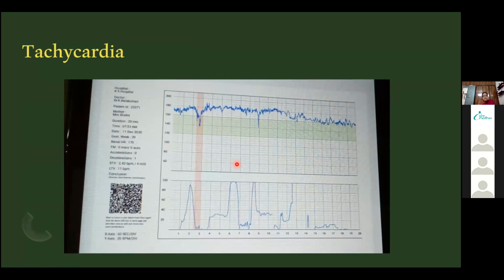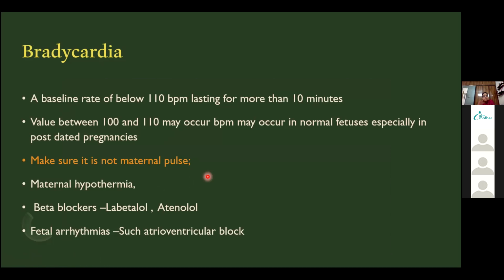Yeah, so this is tachycardia. It is lasting for more than 10 minutes. This is 1 minute. This is 10 minutes. Up to 14 minutes, this tachycardia is going on. Okay, see this green strip shows the normal range. Above that, just by looking at it, you can see that it is in the higher range.